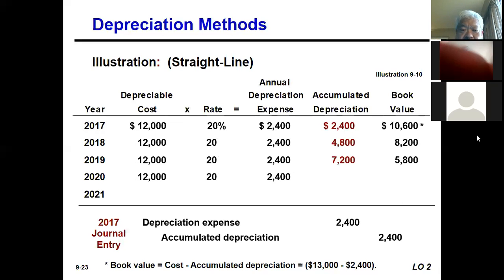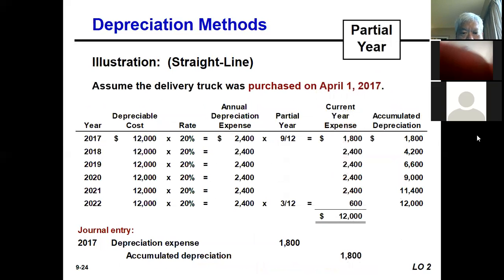Same thing happens in year 4. And finally, the last $2,400 comes off in year 5, so we see accumulated depreciation of 12,000, and the book value is just the residual value of the $1,000 for whatever scrap we could get from the asset. And this is how it would look.